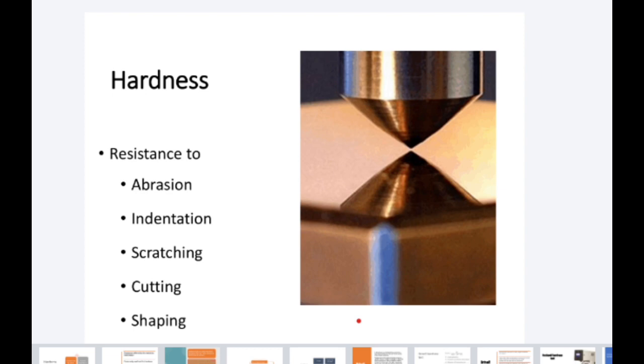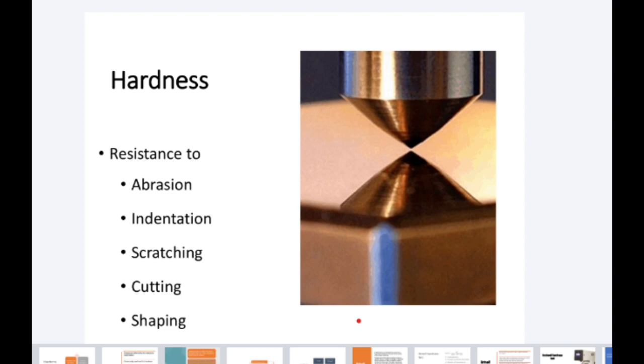The material will be hard when you try to deform it in the form of abrasion, indentation, or scratching. If you want to cut it or shape it into some desired shape, and it is easy to convert the material into that shape, it means it is not hard. But if it is difficult to convert it into that shape, the material is hard. If it is easy to scratch a material, it is not hard. But if you cannot scratch a material, it is hard material.